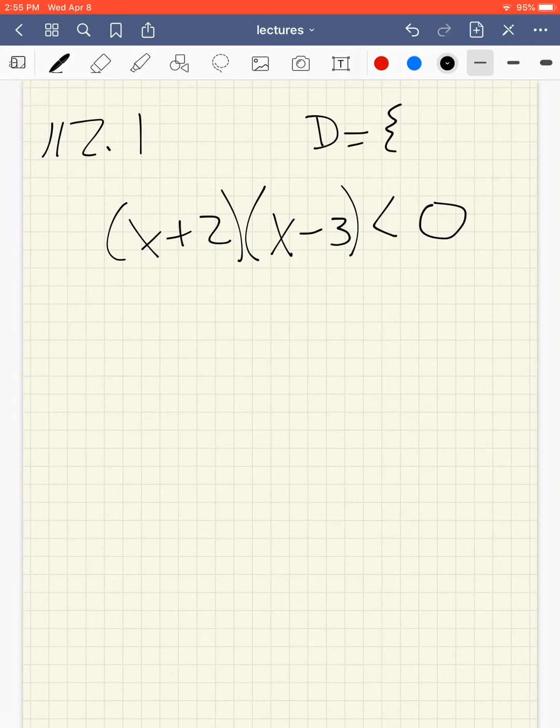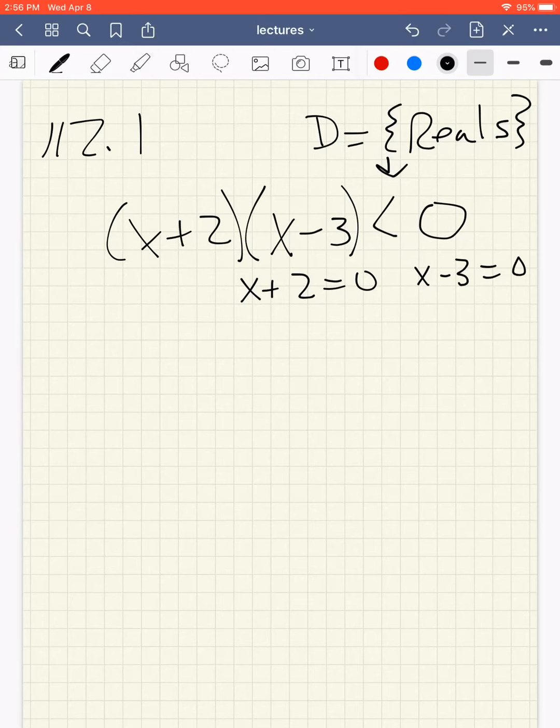Domain of reals, that tells me I can have open dots, and I will have open dots because this is just a less than. I'm going to erase that because I don't want anybody to think that that was an equal to. But because it's only less than, not less than or equal to, we will have open dots with the domain of reals. So remember, the process says set each one of the factors equal to 0 to find our critical points.